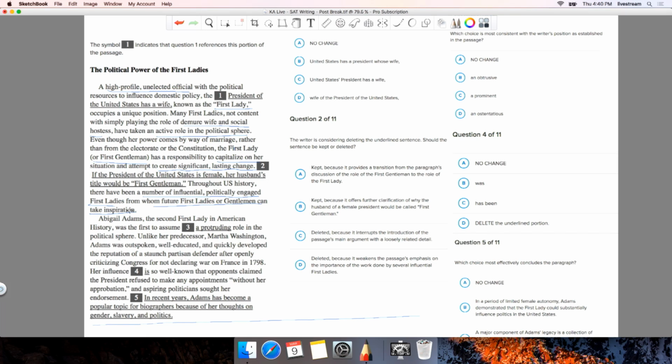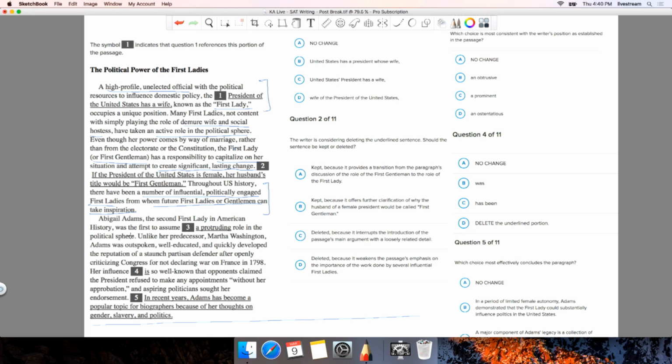Okay, so before I move on, I just want to make sure I understand that passage. So we're talking about first ladies or first gentlemen today and the political role and influence that they can have to create lasting change. And then in this last part, it sounds like we're going to talk about some first ladies in history. Okay, so that makes sense.